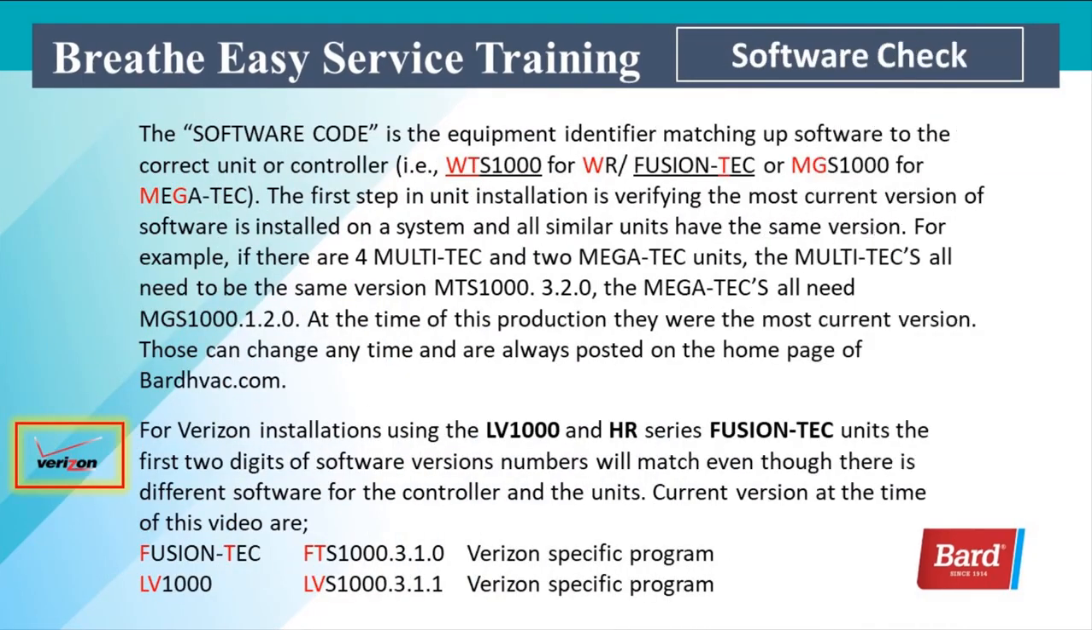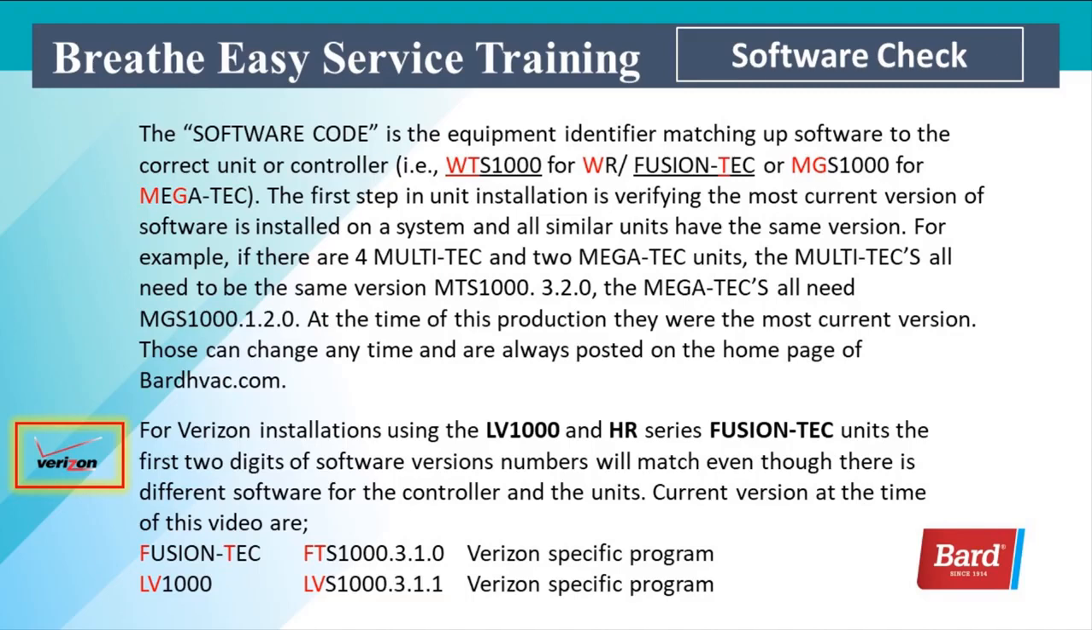The software code is the equipment identifier matching up software to the correct unit or controller. A simple example would be the WTS is for the WR FusionTech. MGS 1000 is for the Megatech.